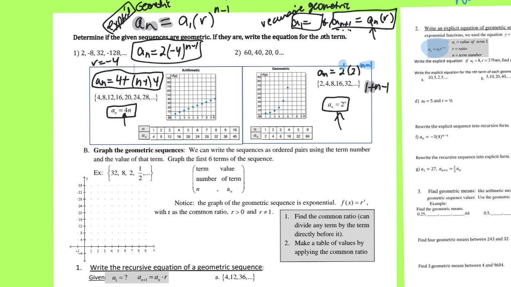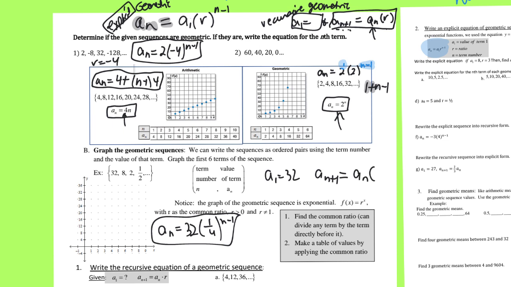For example, this one right here is a sub n is equal to 32. The common ratio is going to be 2 over 8, which is 1/4. So it'd be 1/4 to the n minus 1. That's how you'd leave this one. If you wrote it as a recursive, you would say a sub 1 is equal to 32. A sub n plus 1: to get to the next term, you take a sub n and you times it by 1/4. This is the recursive, and this is the exponential, or the explicit formula for this sequence.